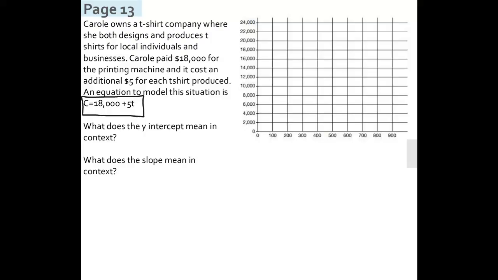Okay, so hang on. Let me read it one more time. I always think it's good to read the problem twice. Damari, please put the phone away.